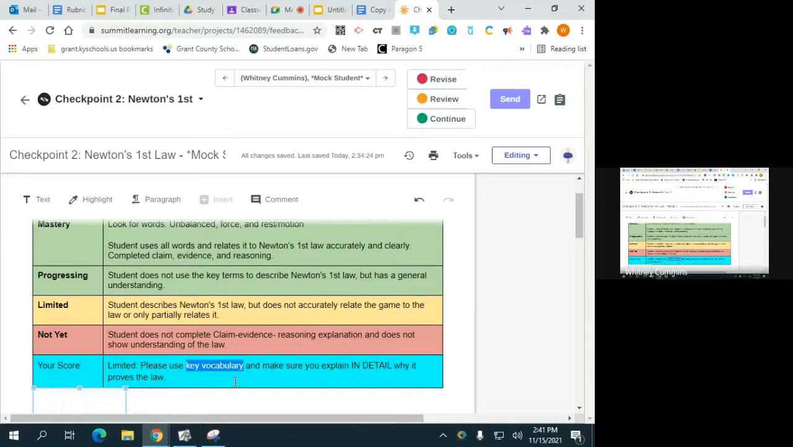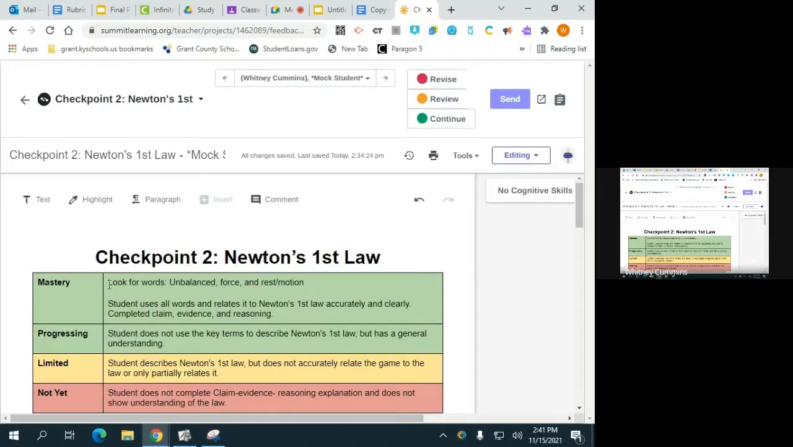Okay, well, when we just go up to the law, and this is Newton's first law, I have my look-for words up here. Okay, Newton's first law says an object in motion will stay in motion. An object at rest will stay at rest unless acted on by an unbalanced force. Okay, so in whatever part of the game you chose, you can tell me about motion or rest. You don't necessarily have to do both to get full points, but then you'll need to tell me what is the unbalanced force that causes that motion.